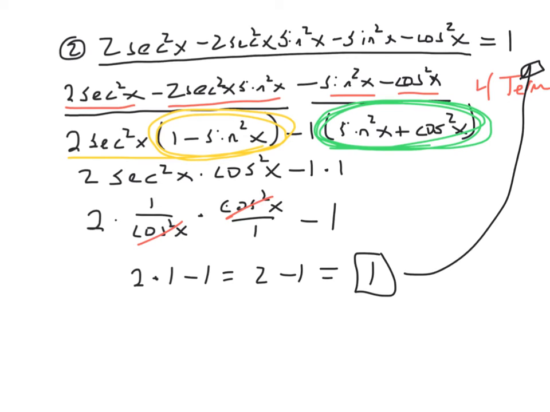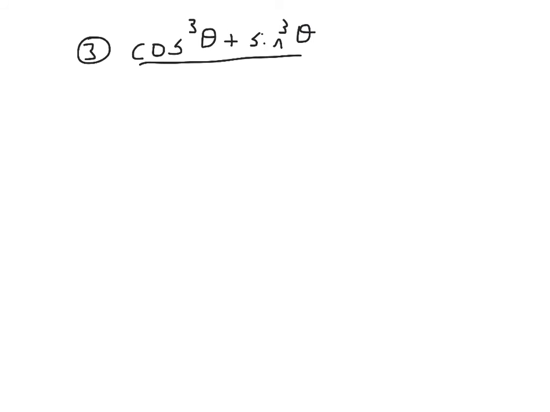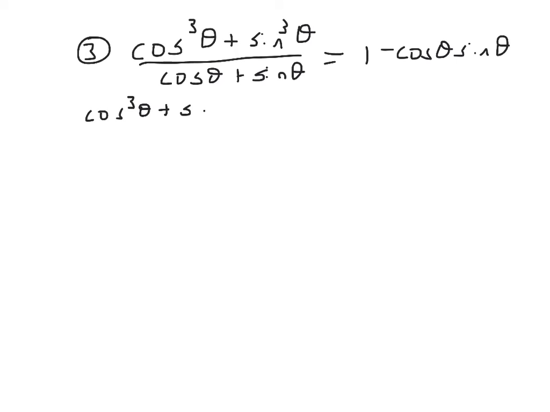All right, let's do one more. So for number 3, if I give you cosine cubed theta plus sine cubed theta over cosine plus sine, and that's going to equal 1 minus the cosine of theta times the sine of theta. So clearly my harder side here is cosine cubed plus sine cubed over cosine plus sine.